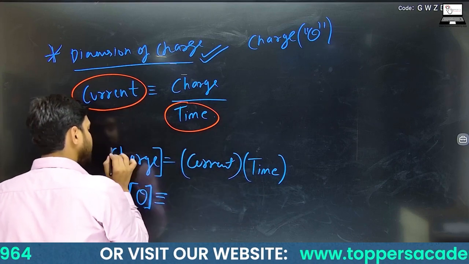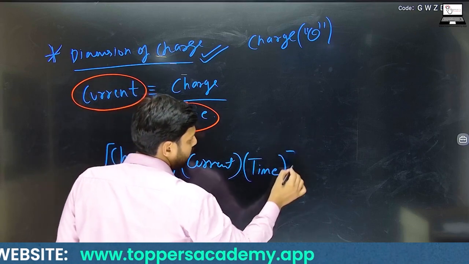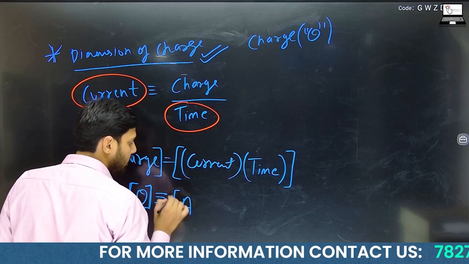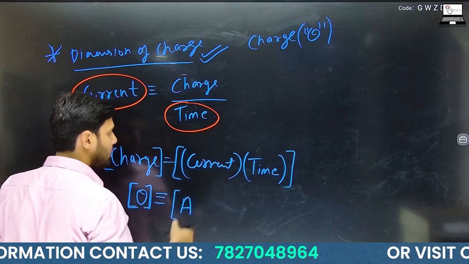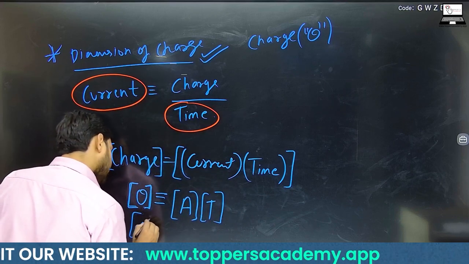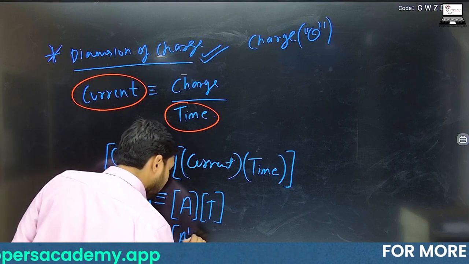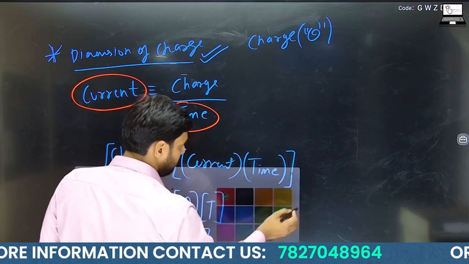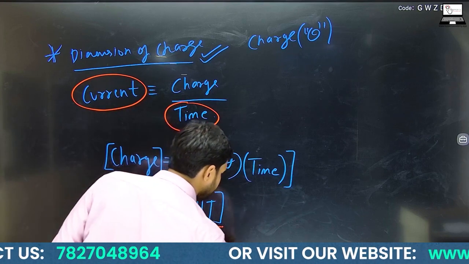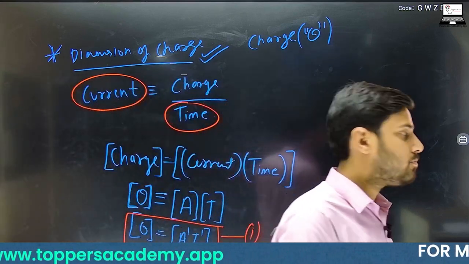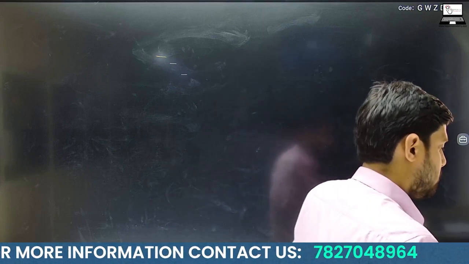What will be the dimension of current? We know that the dimension of current is ampere. Ampere is the unit, A. What is the time? It is t. So we are getting the dimension of charge as A to the power 1 and t to the power 1. So this is the dimension of charge, and it is very important, you can mark it. Clear? I think everything is clear.